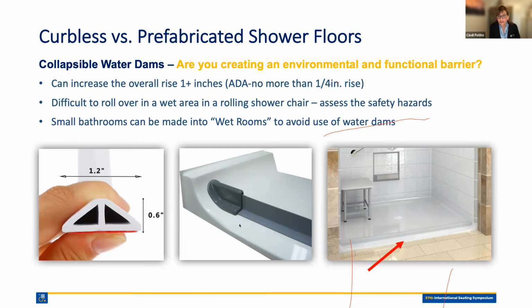So typically when these prefabricated shower units are installed right on top of the shower or bathroom floor, and if they're not recessed down, you're going to have a good 1.5 inches of rise. That person is going to have to get those wheels, those casters and those wheels up and over and in a wet area. Okay, so you can imagine how difficult that is.